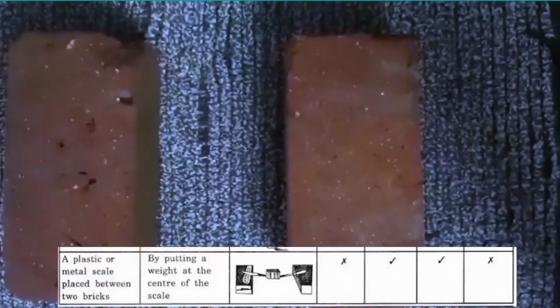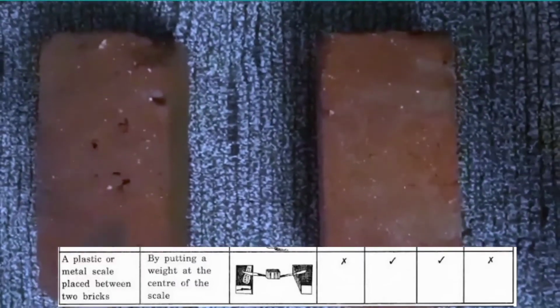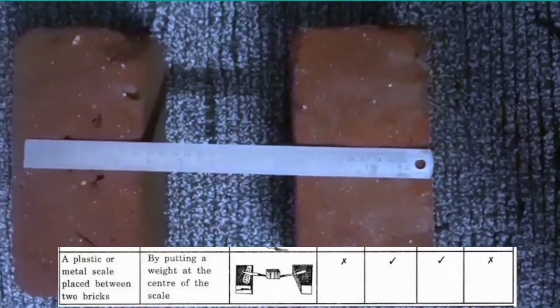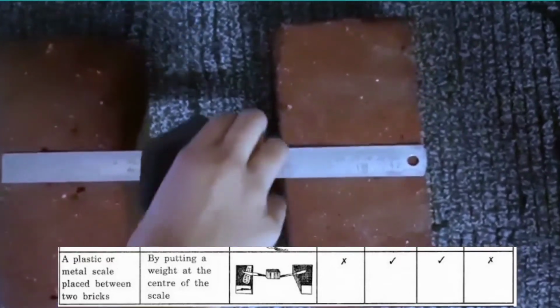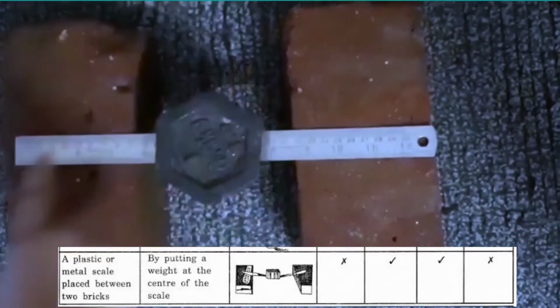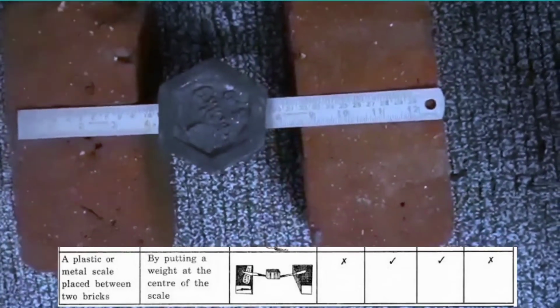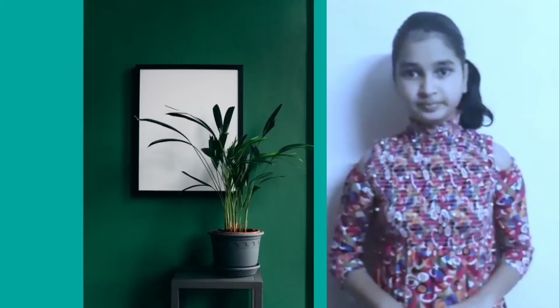So this is the fourth activity. The materials needed are a brick and this metal scale. So I am going to keep the weighted object on this. See, here there is a gap. So this shows the metal scale changed its shape, not its motion.